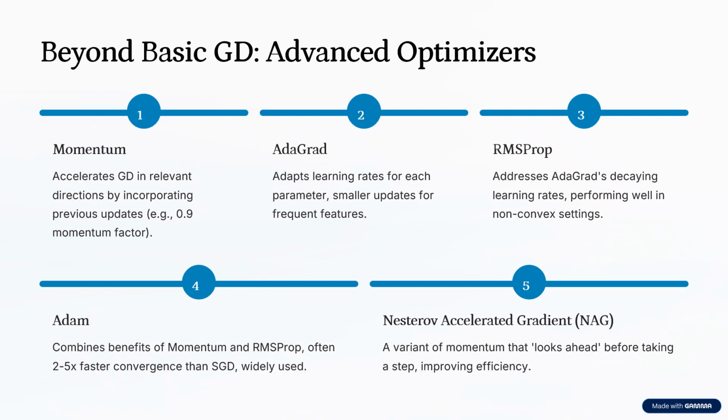Beyond basic gradient descent: advanced optimizers. We have a list of advanced optimizers here. First one is momentum, which accelerates gradient descent in relevant directions by incorporating previous updates. Adagrad adapts learning rates for each parameter, with smaller updates for frequent features. RMSprop addresses Adagrad's decaying learning rates, performing well in non-convex settings. Adam combines the benefits of momentum and RMSprop, often with 2 to 5 times faster convergence than SGD. It is widely used. And we have Nesterov accelerated gradient, a variant of momentum that looks ahead before taking a small step, improving efficiency.